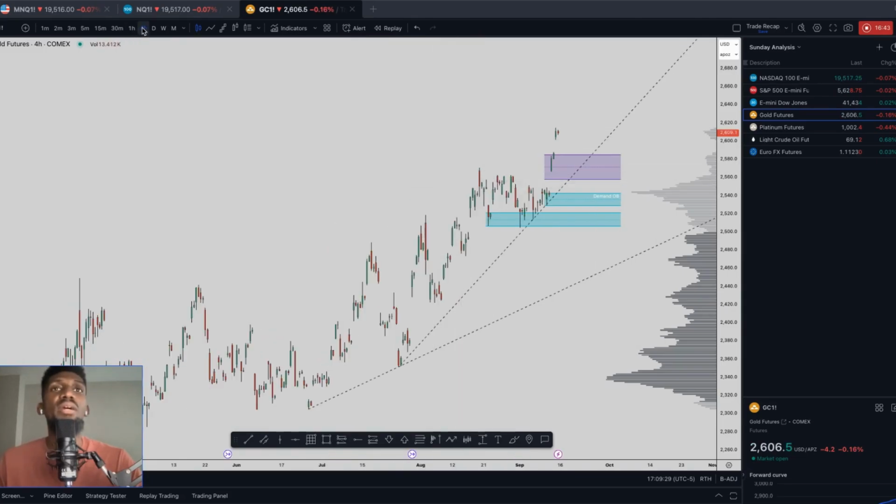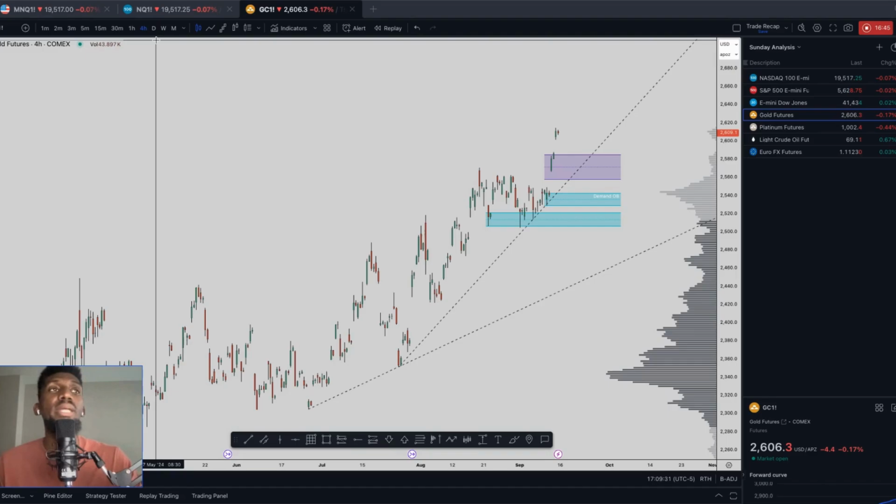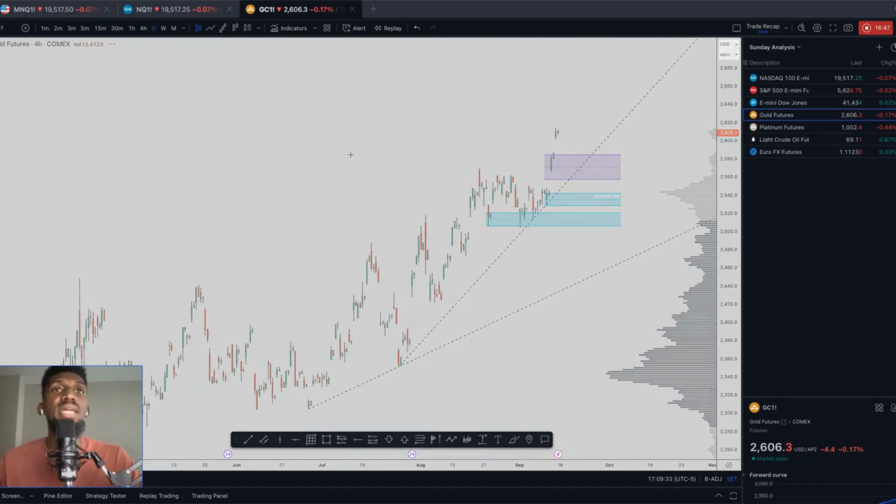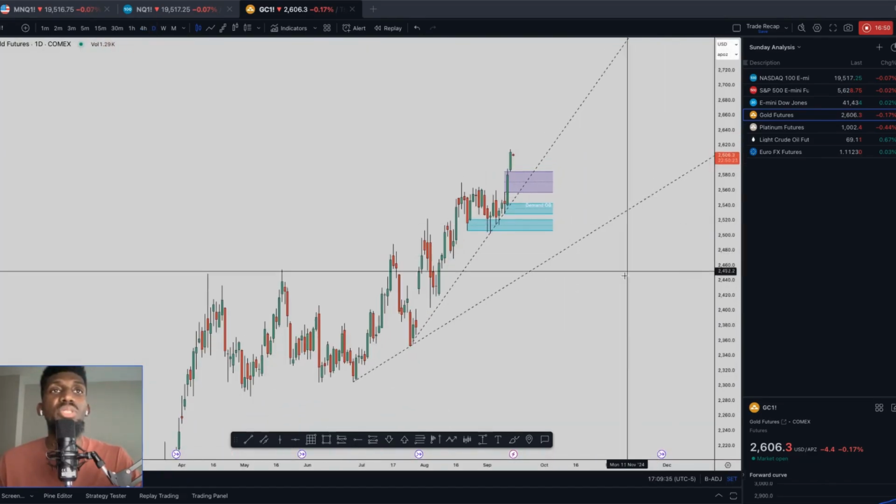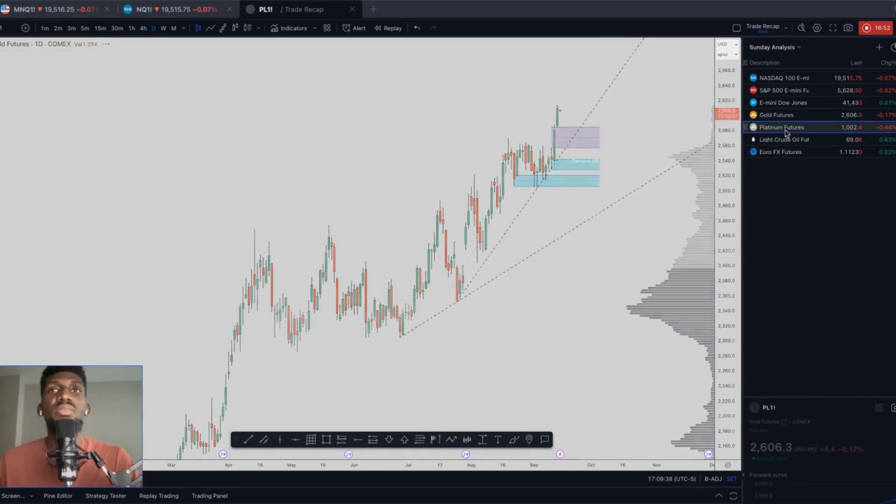So right now gold is very bullish, and we will wait to see if it has a slight pullback before continuing, or it would just continue. That'll be interesting to watch and see.